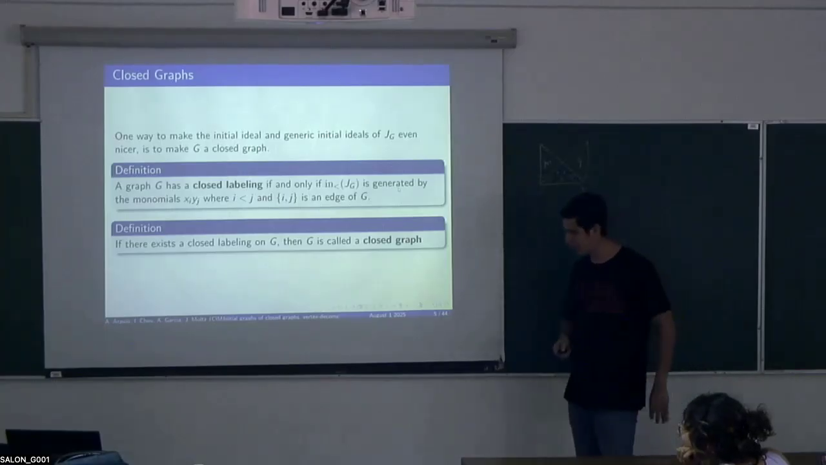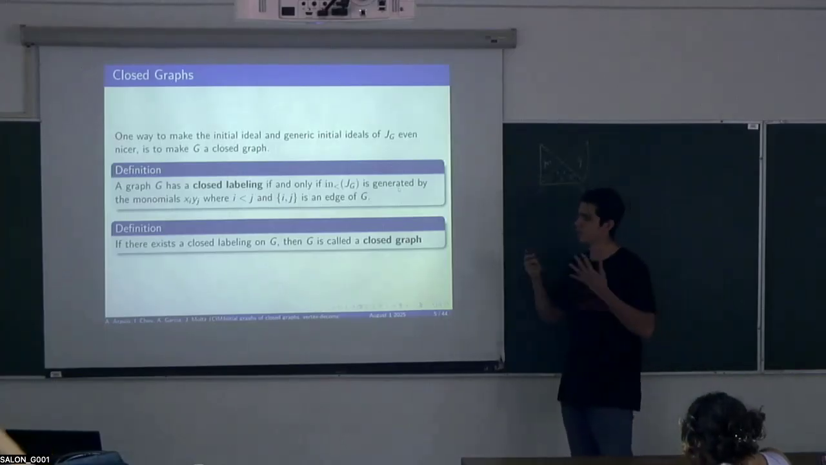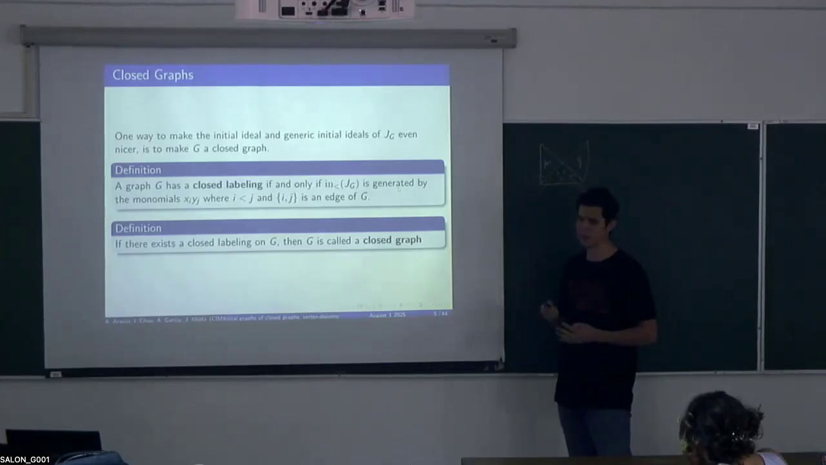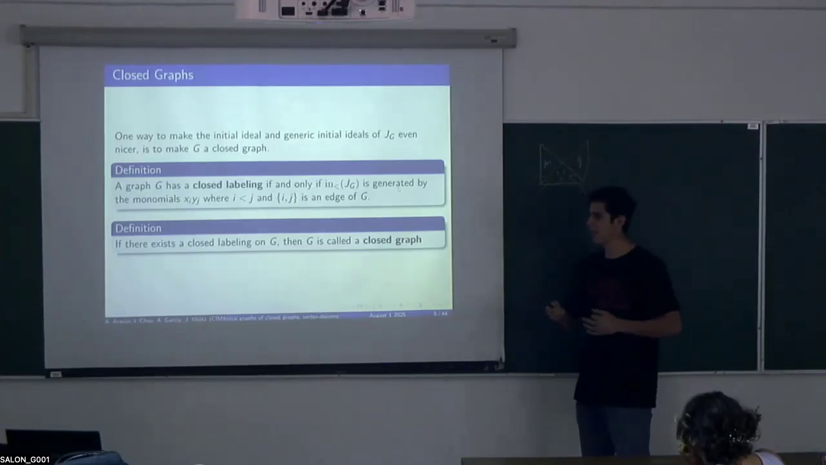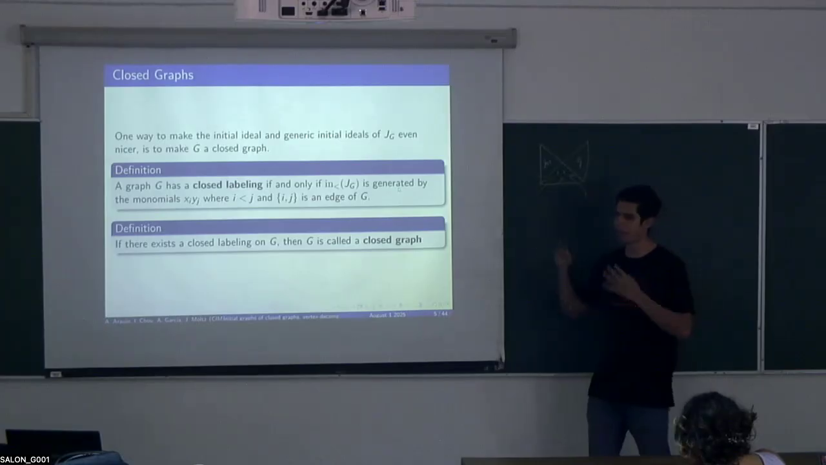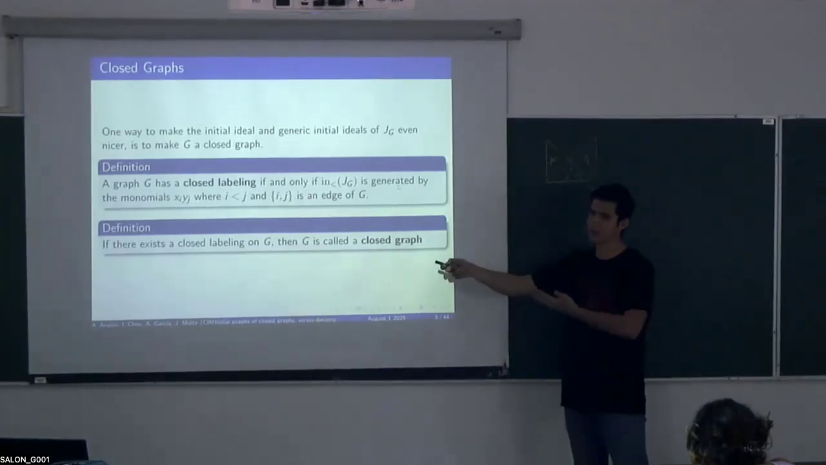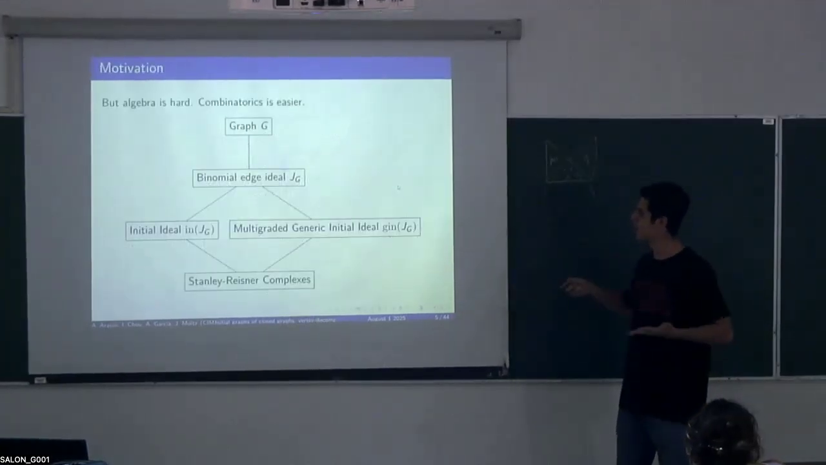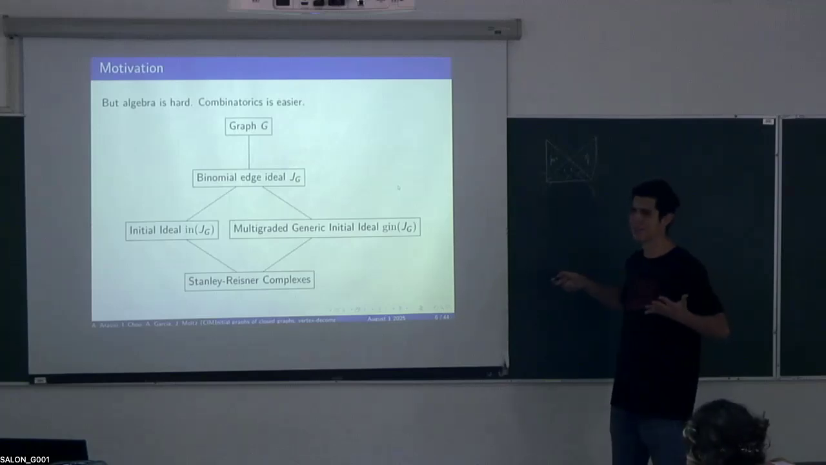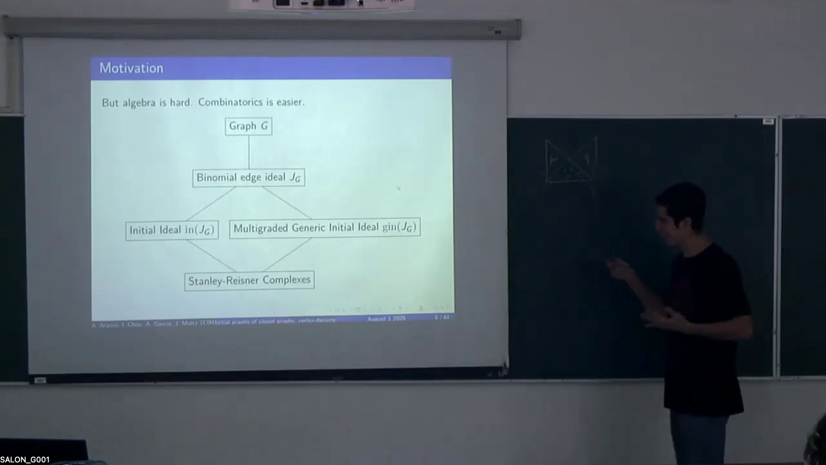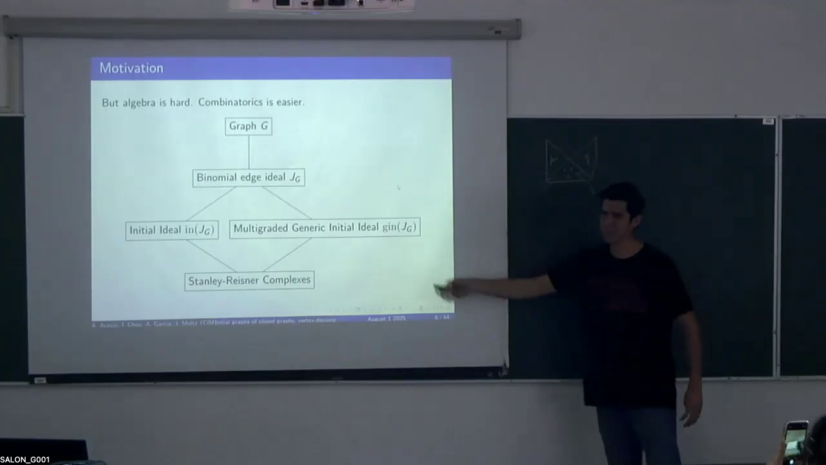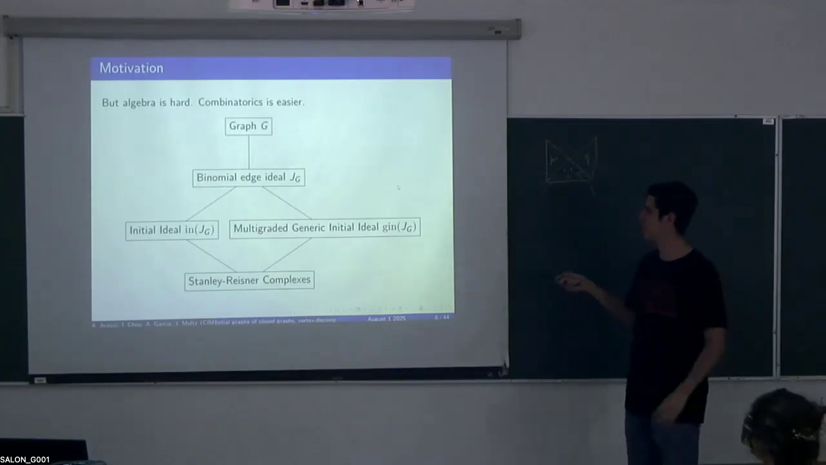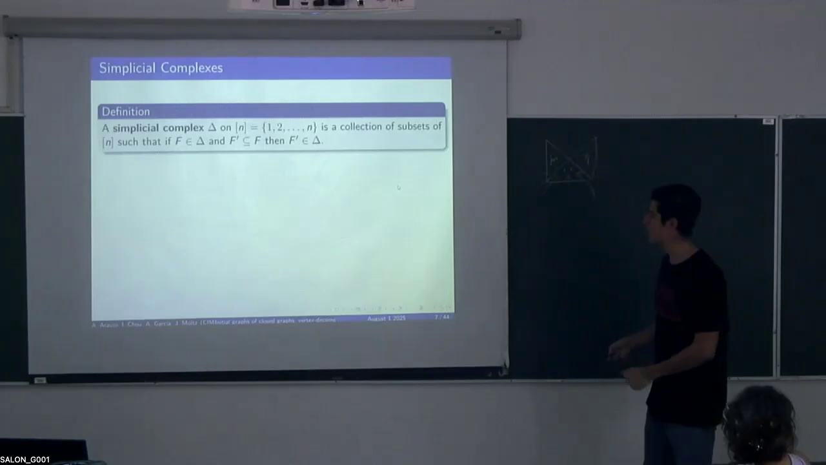And it turns out that when G is a closed graph, we have a very nice description of the initial ideal because it is generated by the initial monomials of the generators of the binomial ideal. And well, it turns out that algebra is still too hard. So algebra turned to combinatorics once again and made simplicial complexes out of ideals.